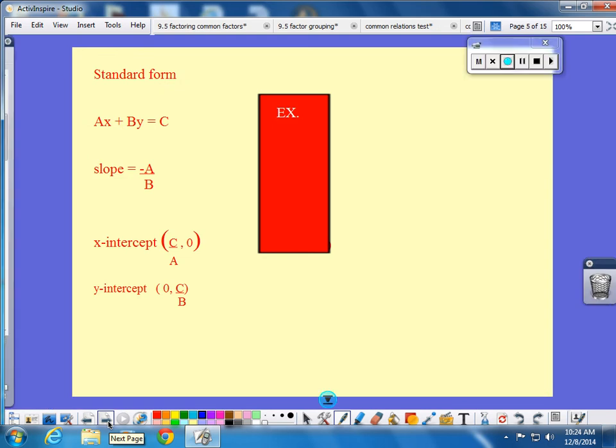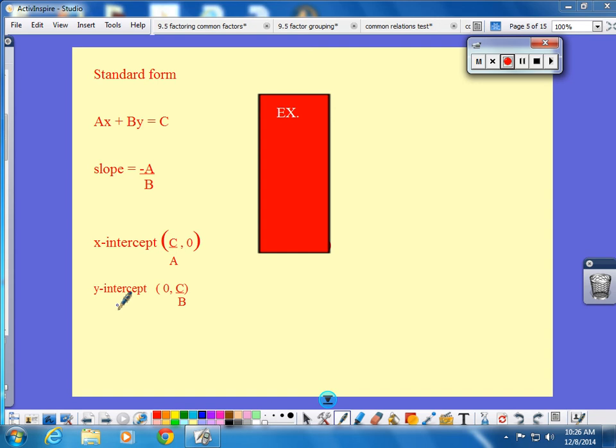Alright, I need you to copy these down and memorize these things. This is still finding slope, x-intercept, and y-intercept, but it is not the same way as slope-intercept form. There is no way to know the slope with a standard form except to know this formula. If you're going to keep it in standard form, you've got to know negative a over b is how you find the slope.